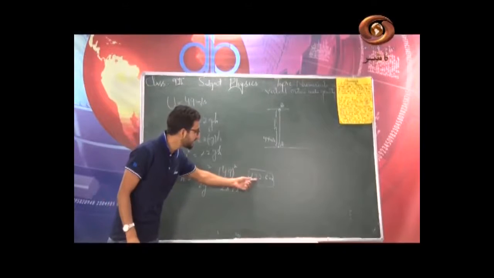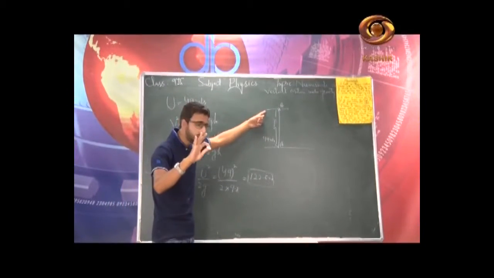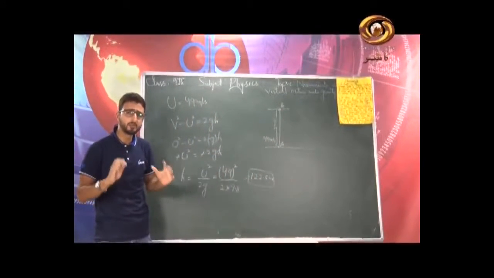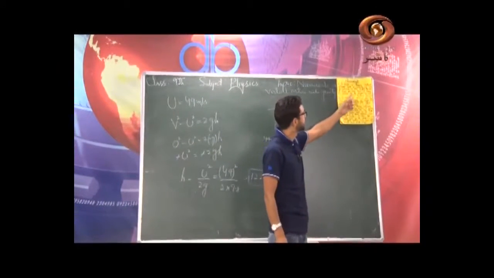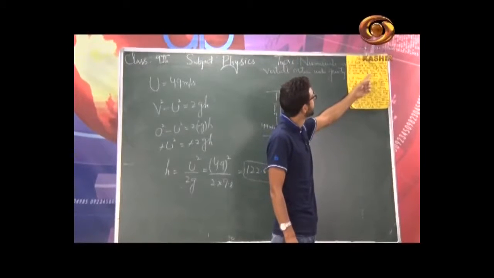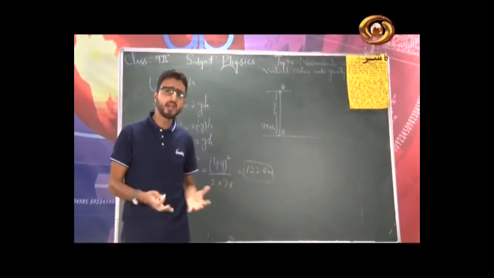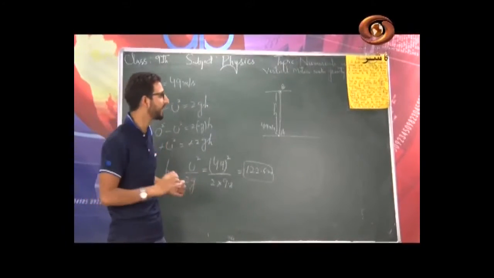This is the maximum height to which a ball rises when thrown with an initial velocity of 49 meter per second. Hope you are following the steps. Now the next part of this question is we have to calculate the total time it takes to return to the surface of Earth. I mean the time of the entire journey, the time during which it remained in the air.